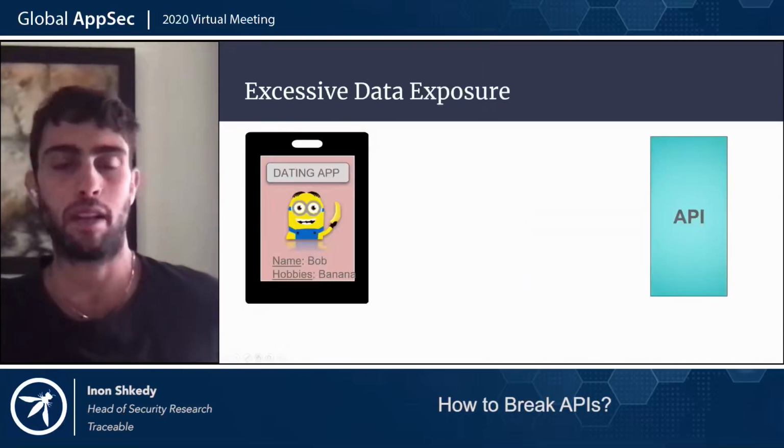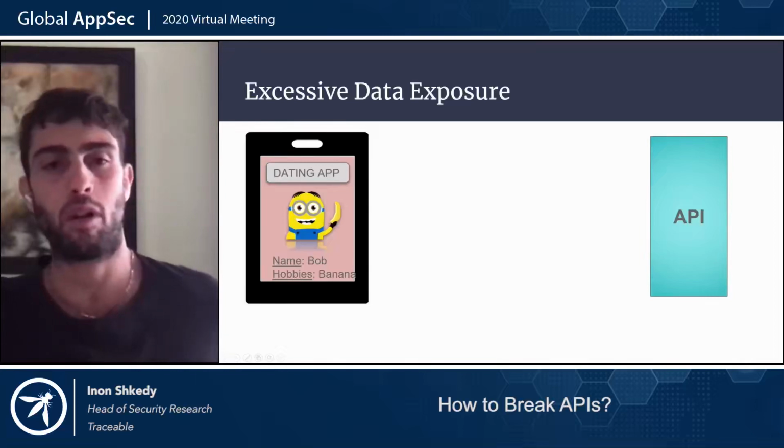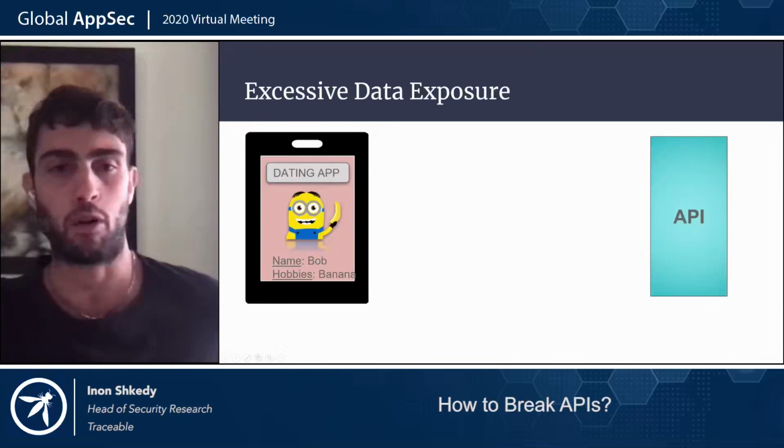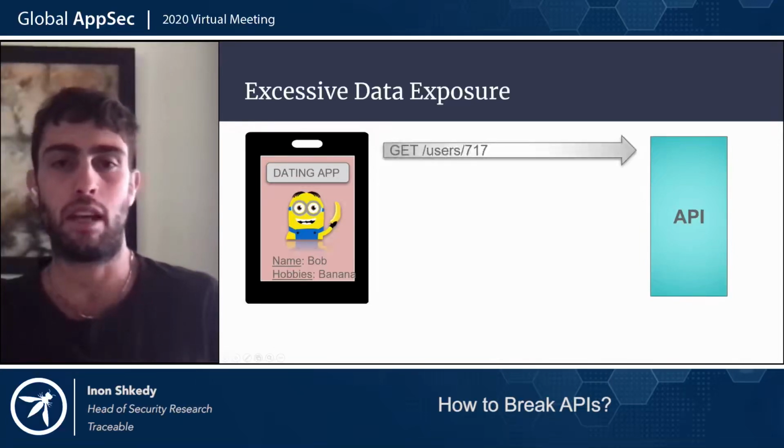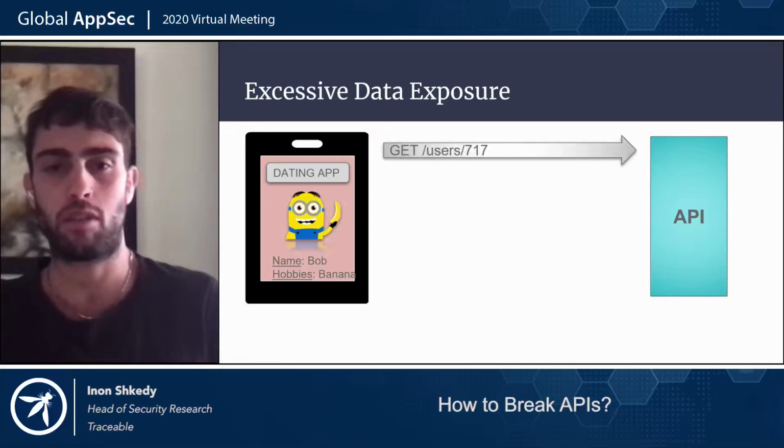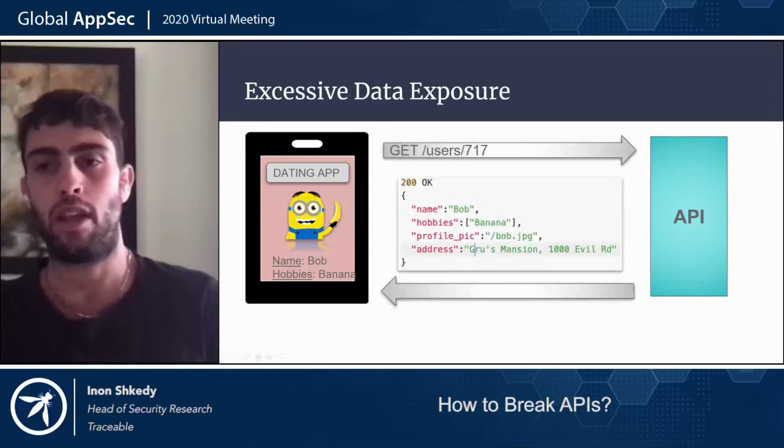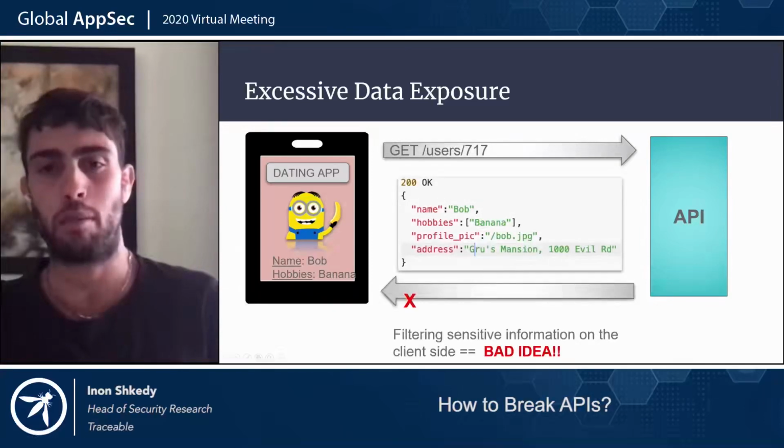You have Bob, you use some dating app, and then you see the profile of Bob, and you see only the public data about Bob, like name and hobbies. But behind the scenes, you can see an API call to GET /user/717, and the API response contains all the public data, like name, profile picture, but you can also find the address of Bob, which is PII.